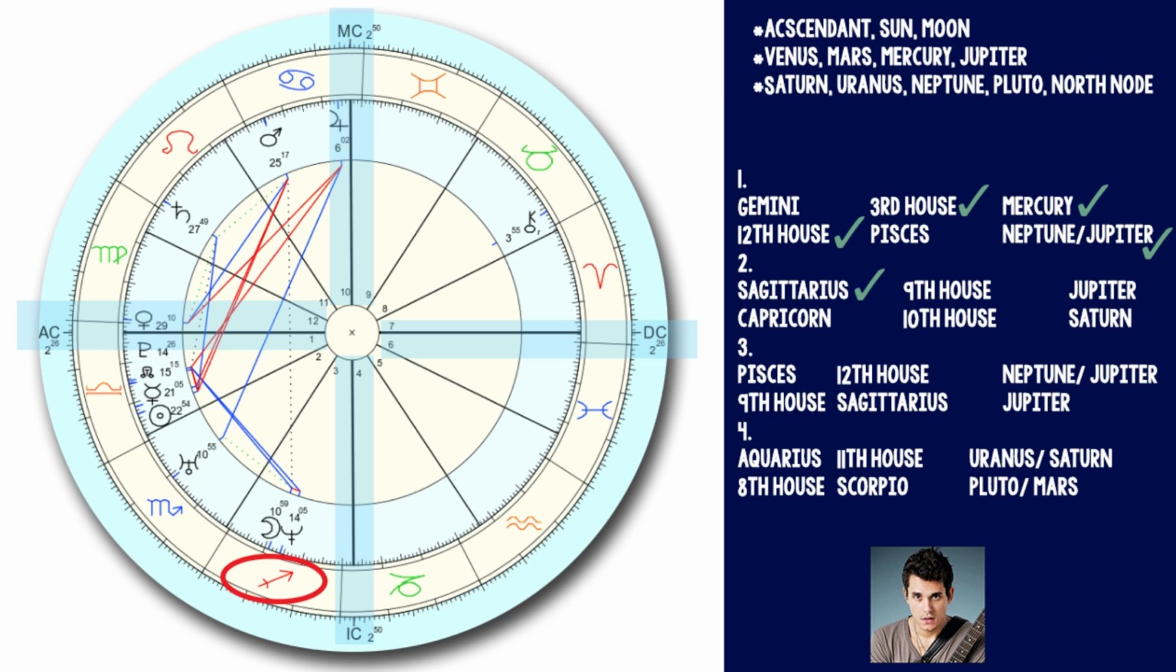Next we're going to be looking at Sagittarius. Does he have planets in Sagittarius? Oh, he's got his moon in Sagittarius. Awesome. Tick. 9th house, no planets in the 9th house. Jupiter, so we've already done that. Jupiter's conjunct the midheaven, so we're going to tick.